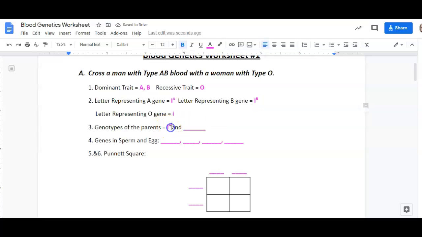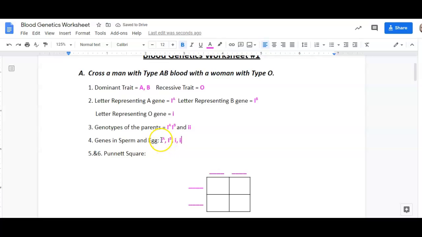So the parents, right, are going to be IA, IB, that's AB. And with O, what's it going to be? Well, the O gene is little i, so it's going to be little i, little i. So the sperm and the egg, right? We've got the IA is going to go into one. Okay, this is going to be the dad, right? Then IB, and then we've got i, and then we've got i.